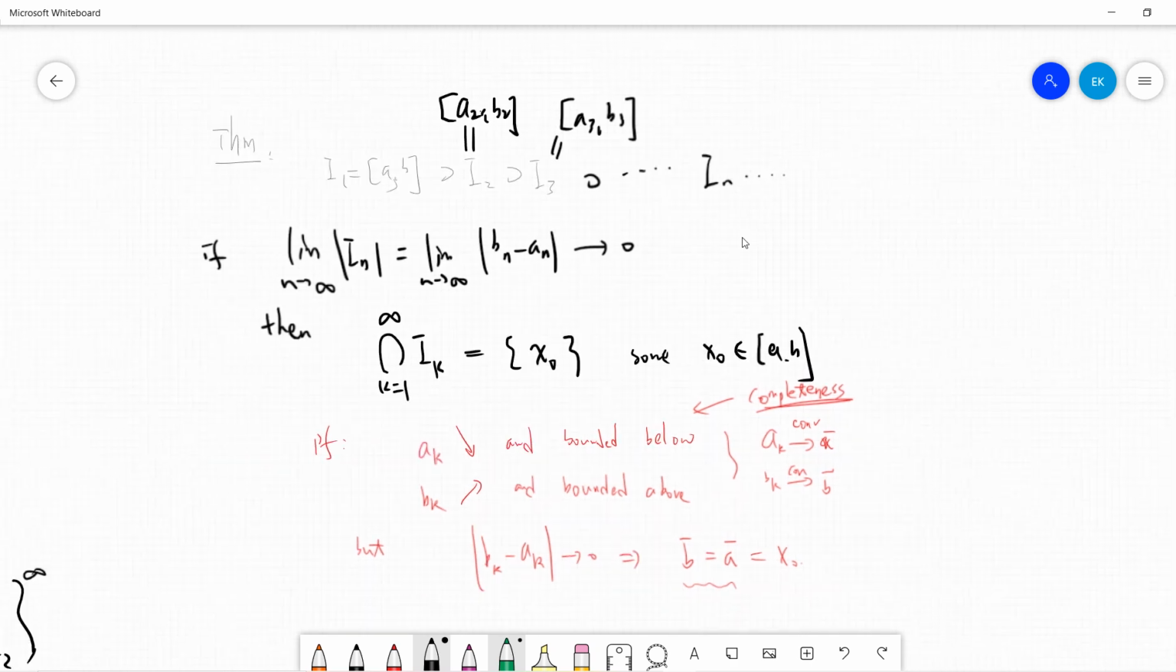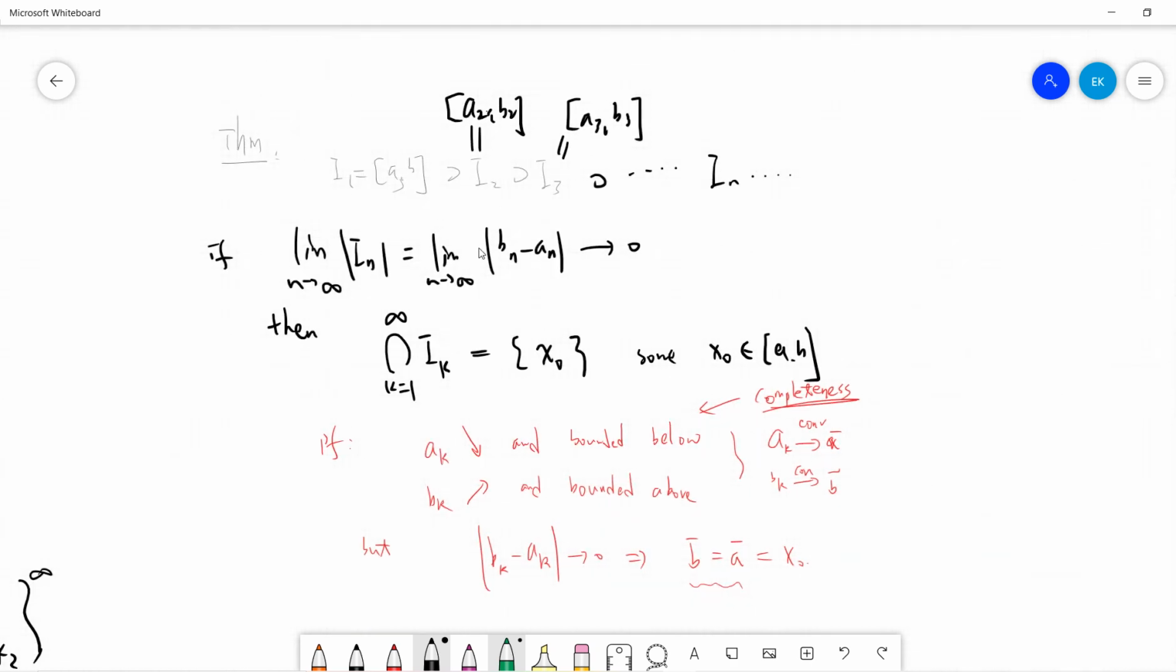When I first saw this theorem as an undergrad, I felt it was very stupid. It says that if you have I1, a closed interval, and another I2, I3, and you keep going, and each interval is contained in the previous one, and the length of I_n goes to 0 as n goes to infinity, then if you intersect all the intervals, you get some point x0 in [a,b]. This looks stupid, right? If you imagine the intervals shrinking, finally you will hit some point. But this is actually showing the completeness property of the real numbers.